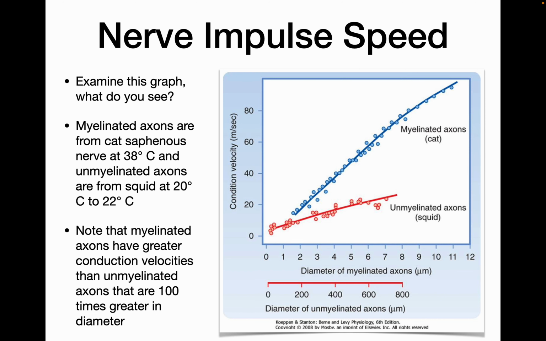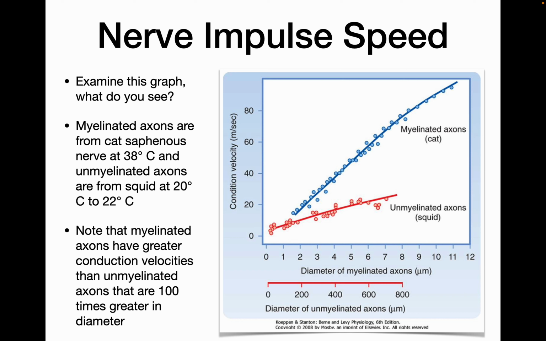So myelinated always has a higher conduction velocity. It's always going faster than the unmyelinated, even if the unmyelinated is 100 times bigger in diameter. Now look at this. This one is 800 microns and this one is 8 microns, and it's still faster. 100 times bigger, myelin makes that big of a difference. So for some reason, the squids haven't evolved to have myelin on their axons, but cats and the mammals have. We don't have it on all of our nerves, just the ones that are really important. We need to be very fast, but it makes a huge difference, okay?